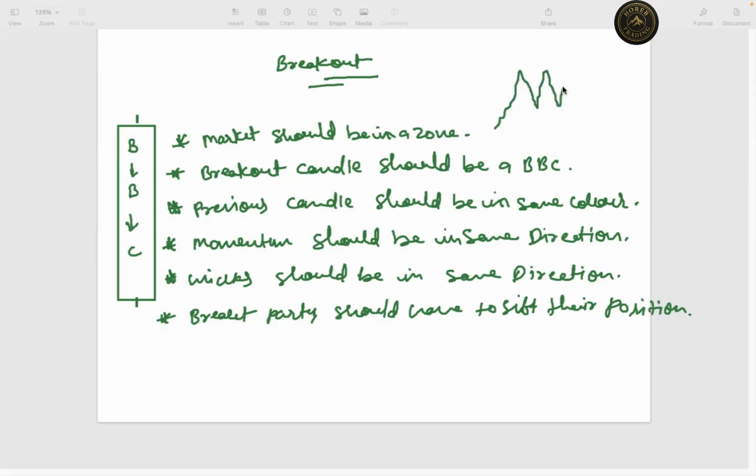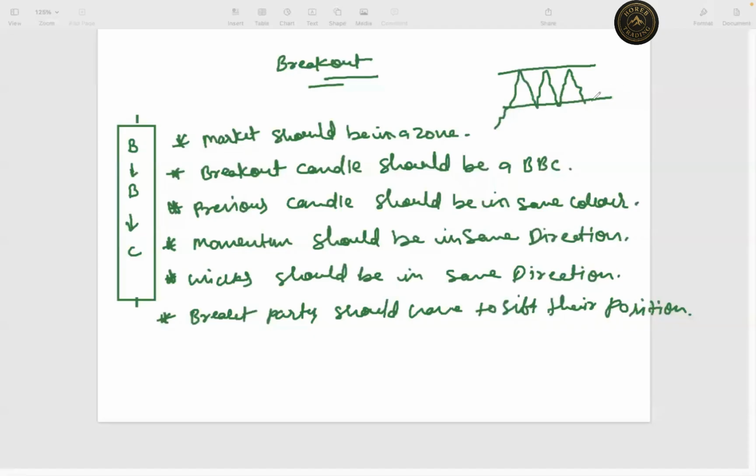Talking about the market being in a zone, the market should be moving between support and resistance like this. That is what we call a zone. As I told you, we have 8 conditions, but the 6 are very important.